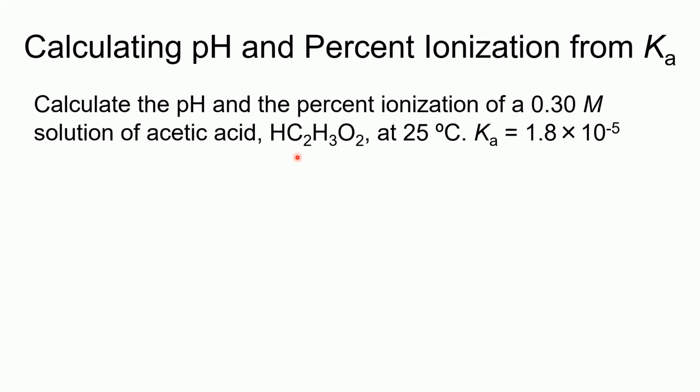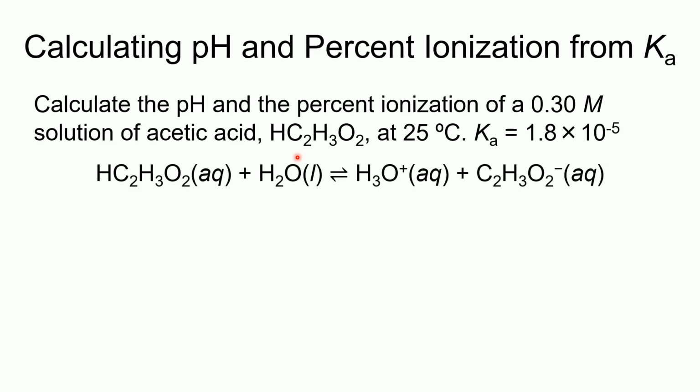But here we're trying to determine pH, and we have an initial concentration. That tells us right away that we have a concentration table type problem. When you're doing this, the best thing to do is to write out the chemical equation first for the dissociation of the weak acid. So here I've got the acetic acid, HC2H3O2, plus water gives us hydronium and the conjugate base, C2H3O2 minus.